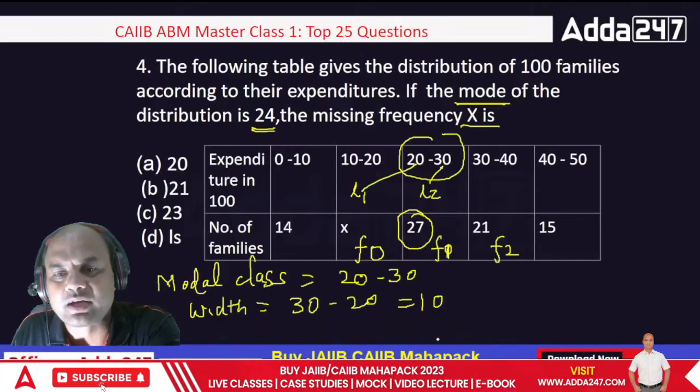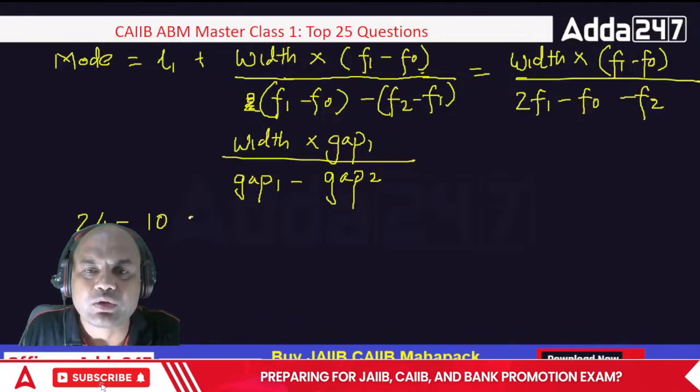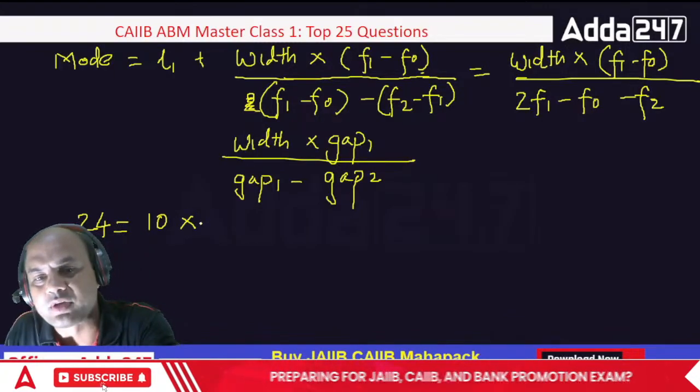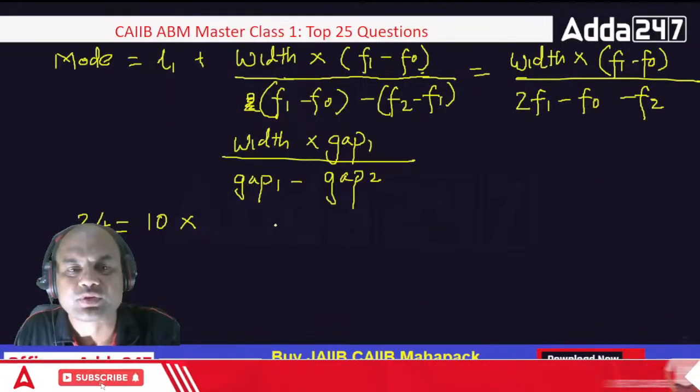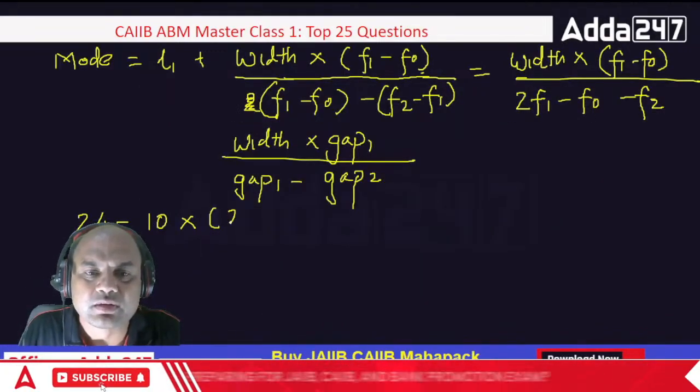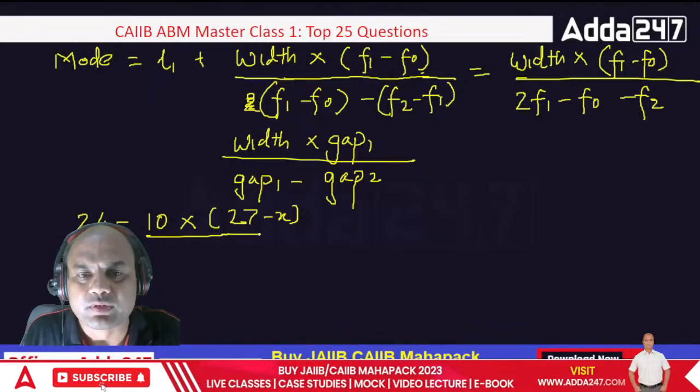30 minus 20, 10, right? So it becomes 10 into, what is that? f1 minus f0. f1 is what? f1 is 27. 27 minus x. So 27 minus x, the whole upon.